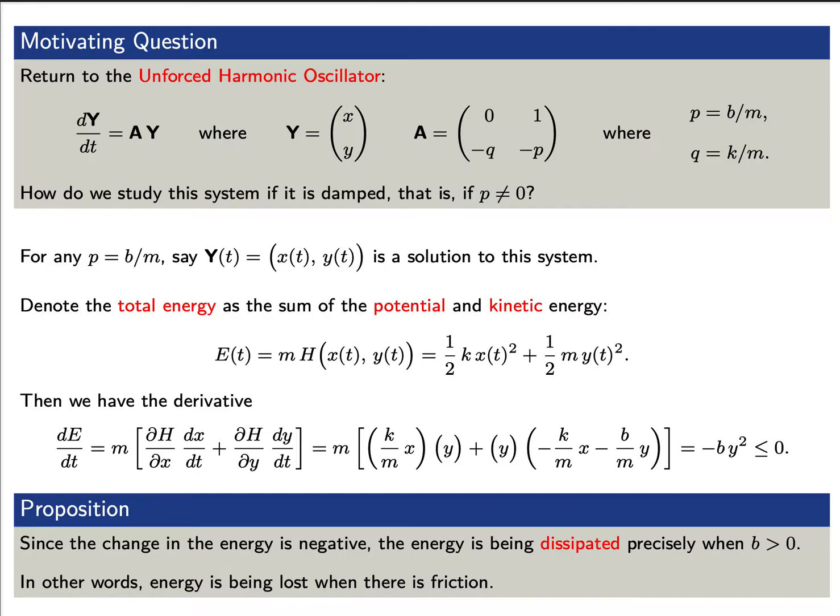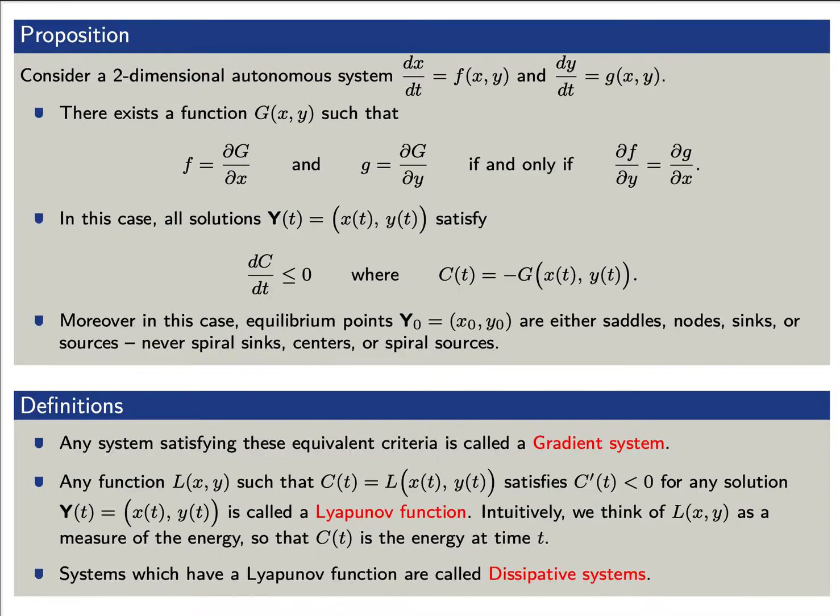If we take the derivative, that is, we compute dE/dt, we find that this is less than or equal to 0. In other words, since the change of the energy is negative, this means the energy is being dissipated from the system. That is, energy is being lost when there is friction, when b does not equal 0. More generally, say that we have a two-dimensional autonomous system, dx/dt equals f of x y, and dy/dt equals g of x y. We have three statements to make.